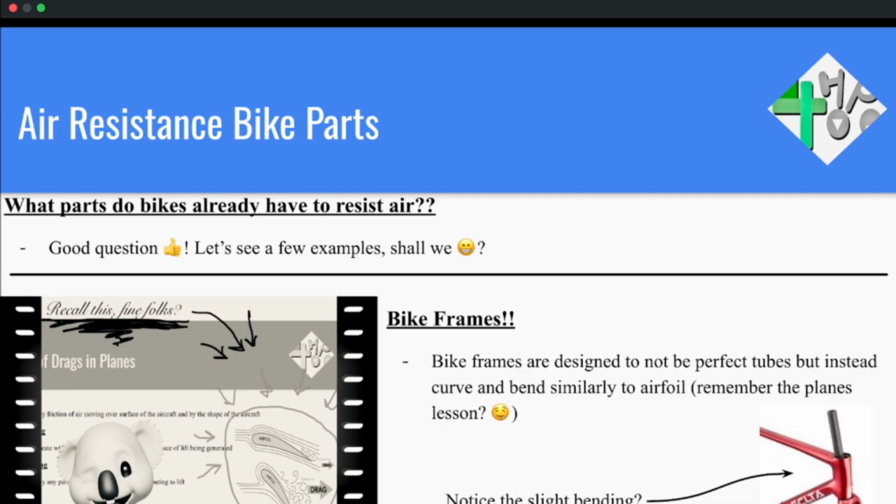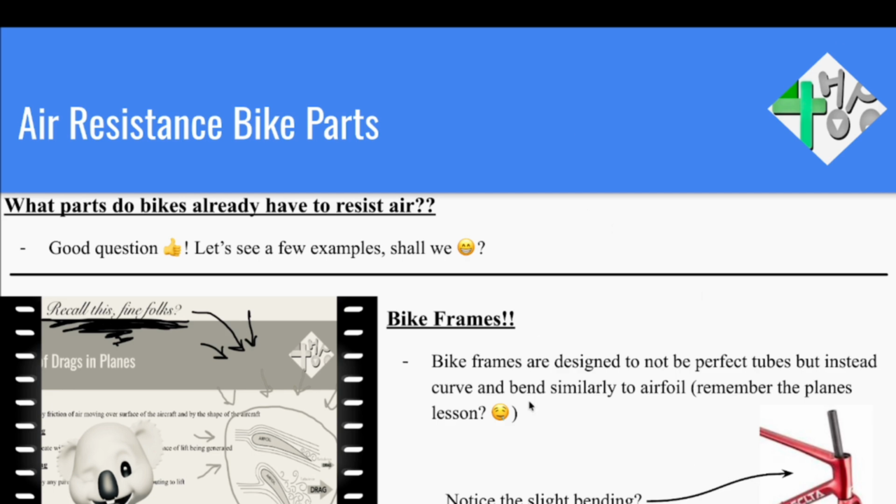Bike frames are intentionally designed to not be perfect tubes. Instead, they are curved in orientation, and bent similarly to an airfoil. Remember the planes lesson that we've talked about? The reason they're intentionally designed this way is because airfoils tend to be curved, so it's not always straight. The air flowing around the airfoil is going to bend, and that means the curves tend to coincide with the tube of the bike. So the tubes are essentially curved, the airfoil is curved. The behavior of the airfoil would essentially align with specific designs of the bike, if that kind of makes sense.